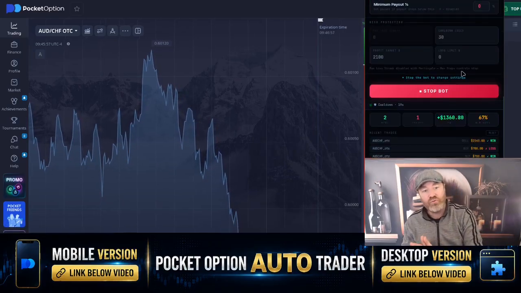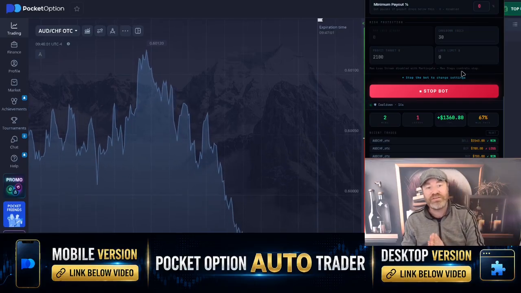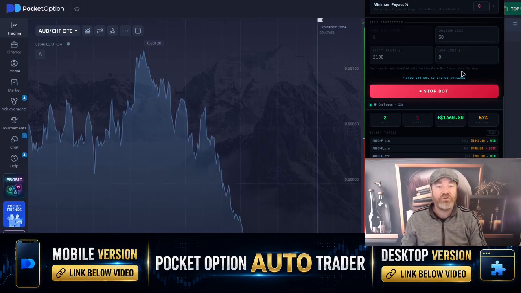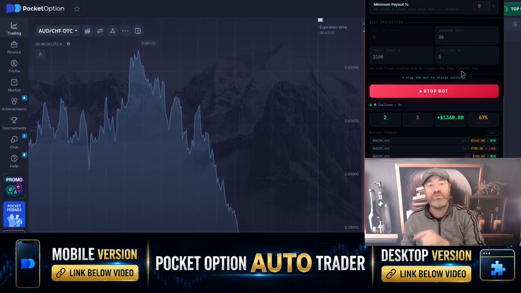So we have now 2 wins, 1 loss. We have a 67% win rate and $1,360. We have put a profit target of $2,100. That means the bot will keep running till we reach the target.